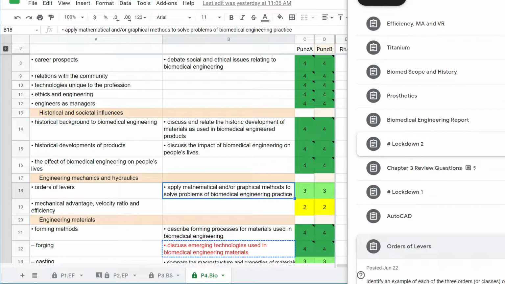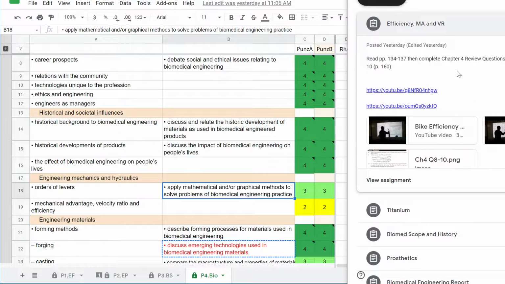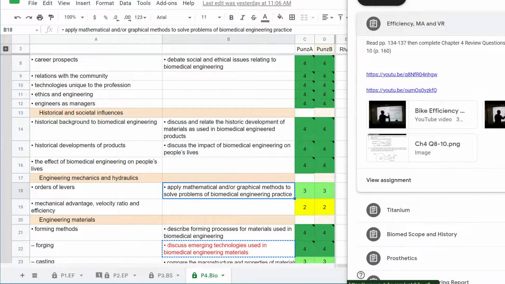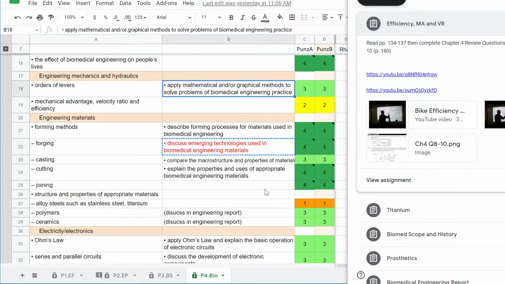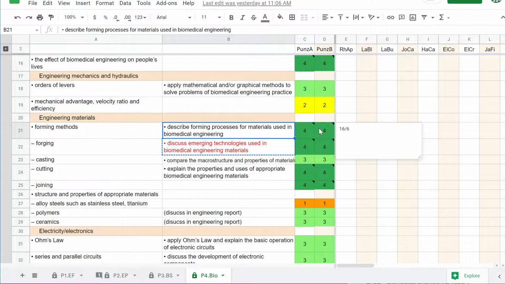But what we're going to go into in a little bit more detail than we have in the past is efficiency, mechanical advantage, and velocity ratio. I've got some videos on some of the harder questions here. I'm going to go through the easier questions. We'll go through the textbook a little bit as well, and that's what we're going to do this morning. That should be what we effectively cover today.